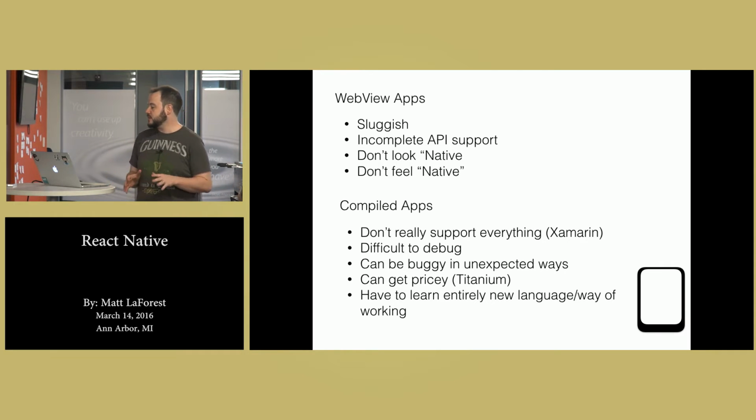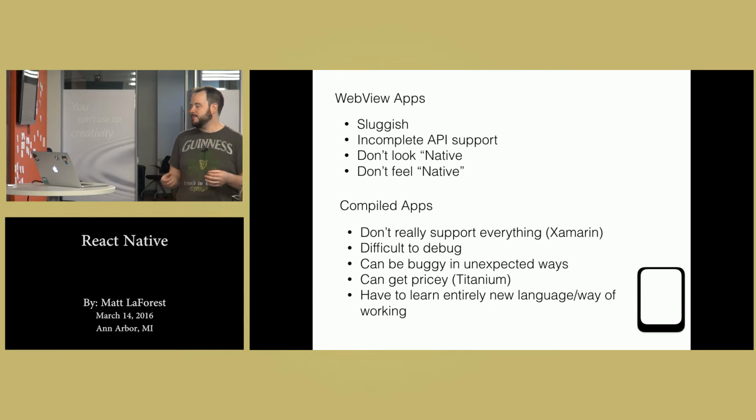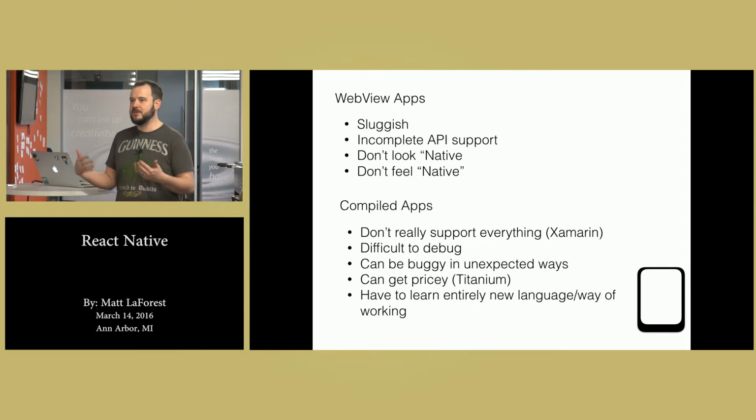Compiled apps had their own set of problems. They didn't really support everything. Xamarin, while really powerful and cross-platform, really wasn't geared at the actual UI portions of it so much as it was the application code. They could be difficult to debug. They could be buggy in unexpected ways. They can get pricey. The Titanium framework starts pricing up every month as you go. You have to pay to have access to it.